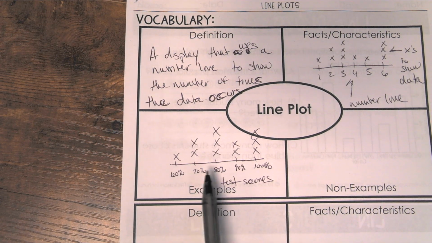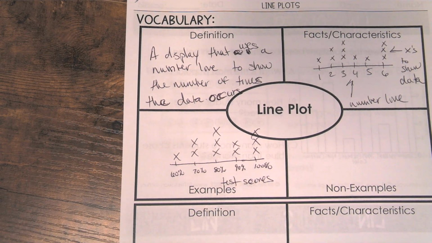Okay, so you have 60, 70, 80, 90, 100. It's going up by tens. As long as you follow the same interval, it's still considered a number line. It just has to go up by the same thing every time.